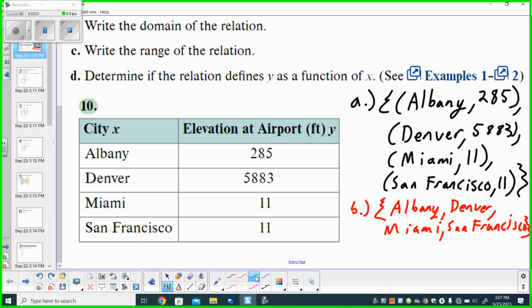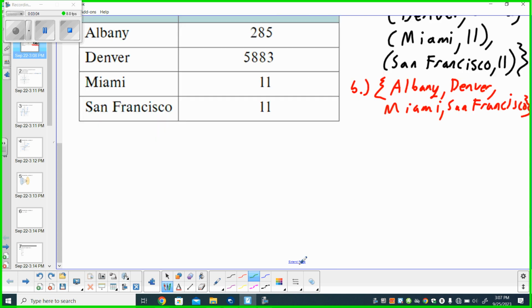To do part C, write the range. Again, you would just write the y values. So again, you start off with your set. With values, I know you want to go from least to greatest, and you do not want to repeat a number. So I write 11, but I will not repeat 11. And then I would do 285, comma 5,883. Then finish off your set notation.